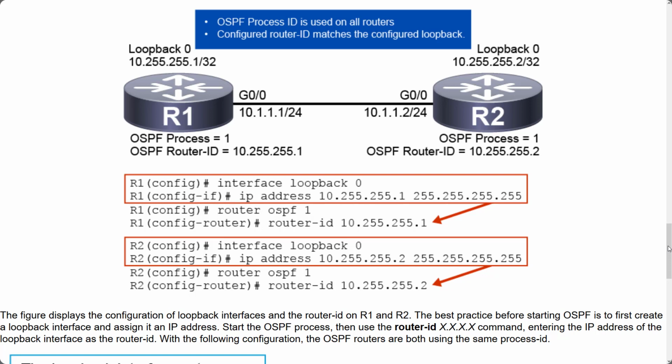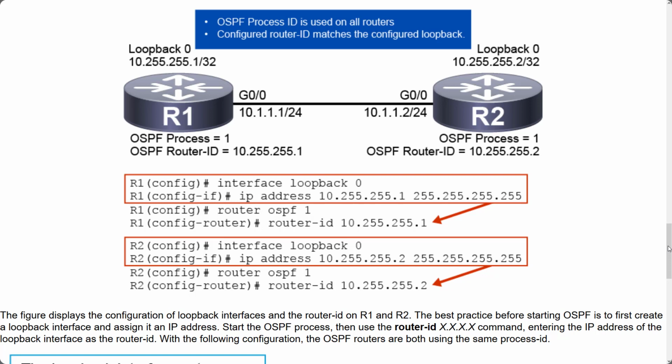You don't have to do that technically. The loopback would have automatically been chosen as the router ID. But they're just showing you the fact that you can actually set the router ID to whatever value you want, even if it is an interface address. It doesn't really matter.